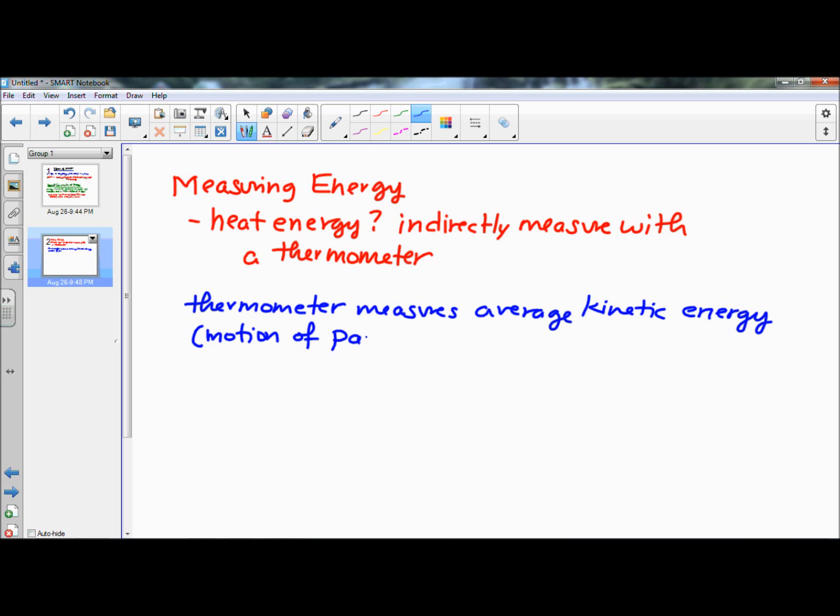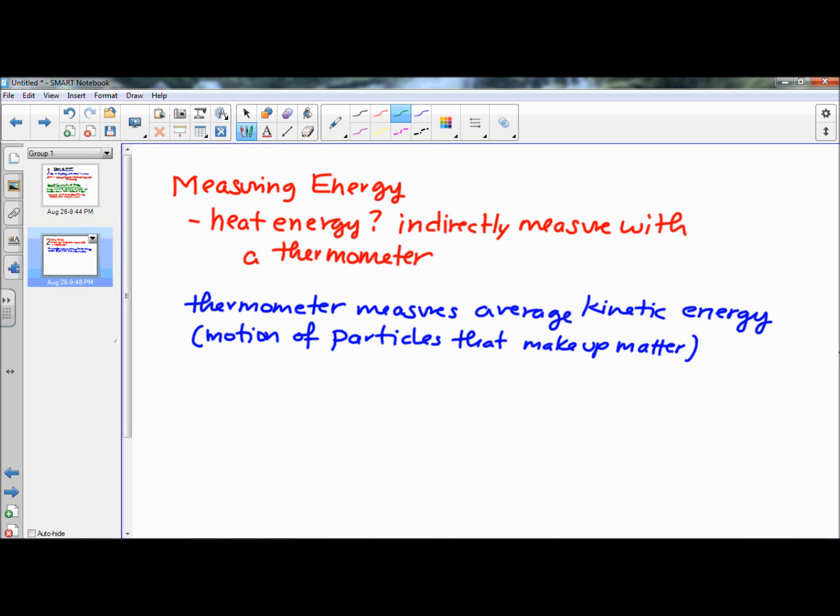of the particles that make up matter. So it's measuring how fast the particles are moving. Fast-moving particles have high kinetic energy. Slow-moving particles have low kinetic energy. Now, the fact that it measures average means that it's not measuring every single particle. It's measuring where most of the particles are, but that means that there are some particles in the substance that are moving faster and some particles that are moving slower.